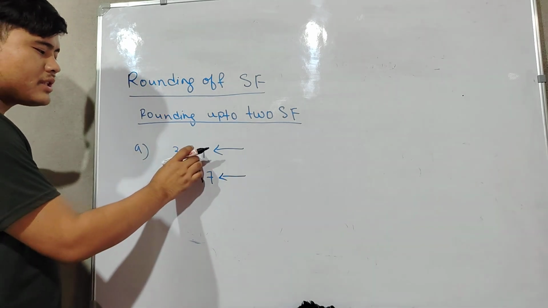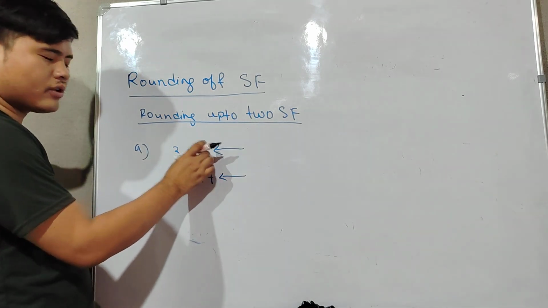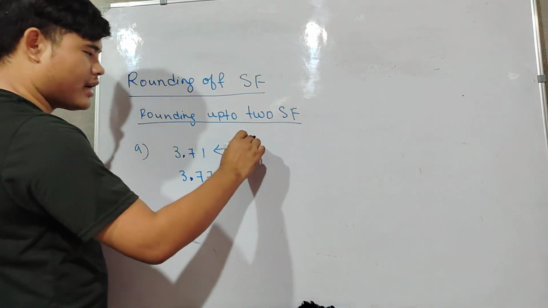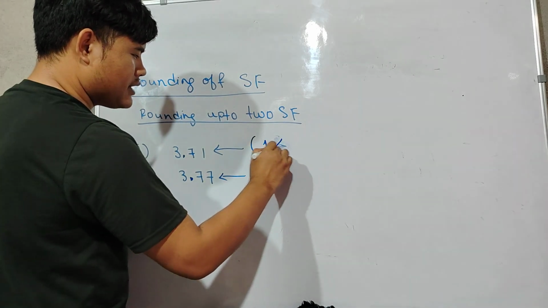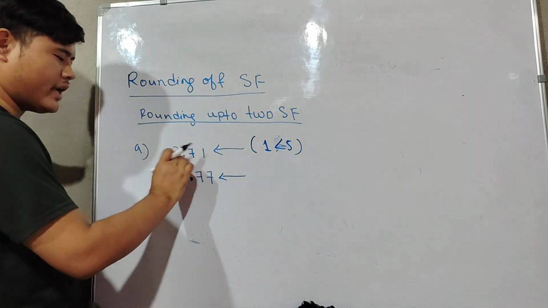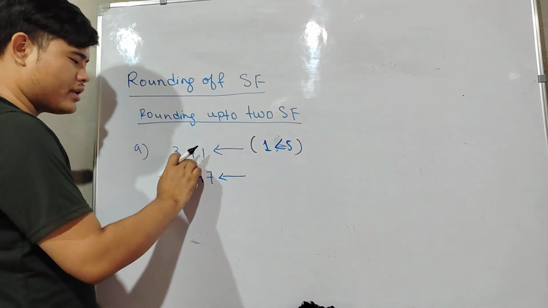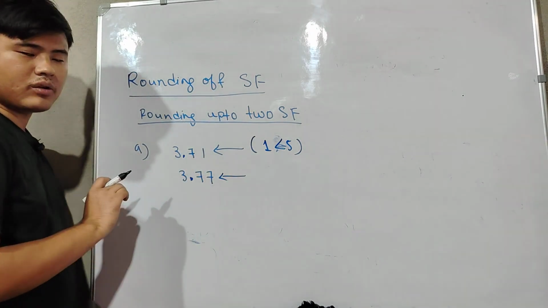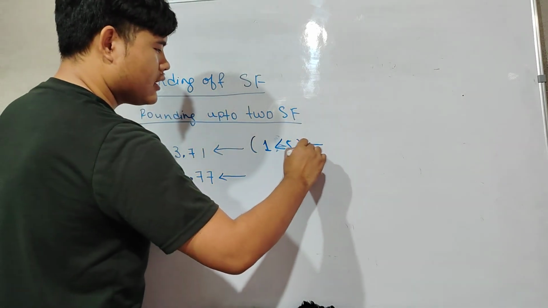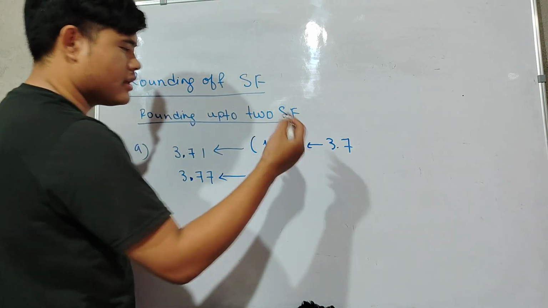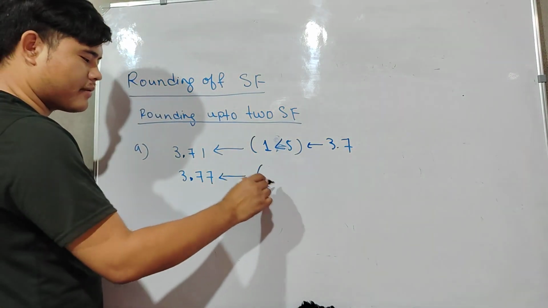So now to round up to 2 figures, you have to watch the third figure. If the third figure is less than 5, then you reduce it. 3.71 will become 3.7 only. 71 will become 7 only. It is reduced because it is less than 5.